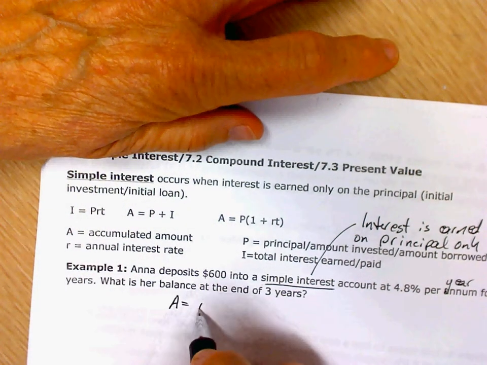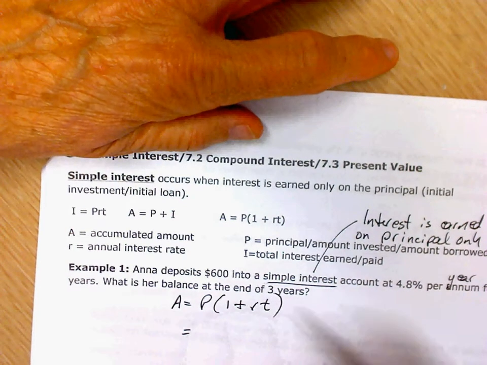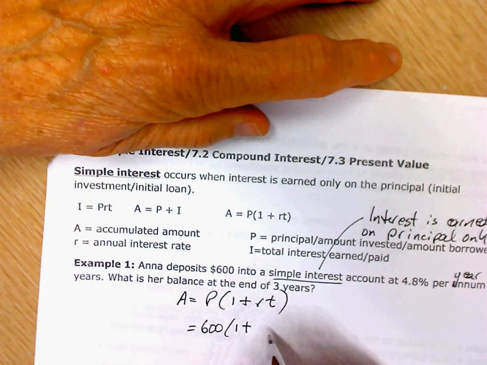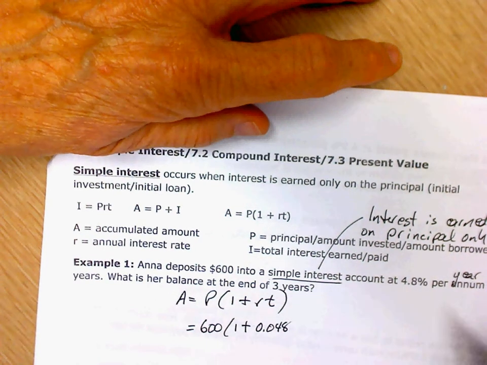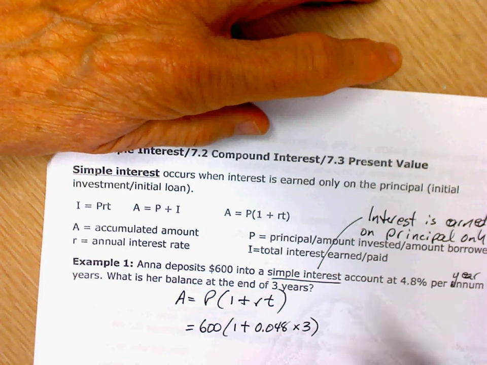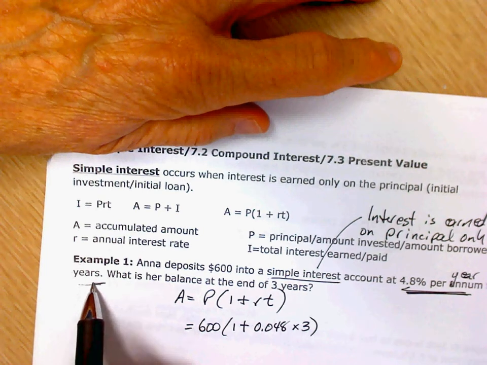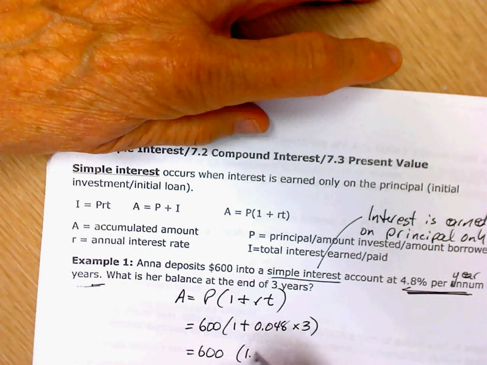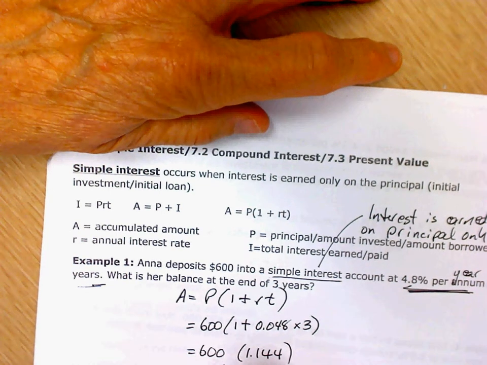A equals P times 1 plus RT. So the principal she invests is 600. 1 plus the annual rate of interest, 0.048, and it's for 3 years. This is the interest rate per year, so the time has to be in years. And that's 600 times 1.144, and that is equal to 686.40.